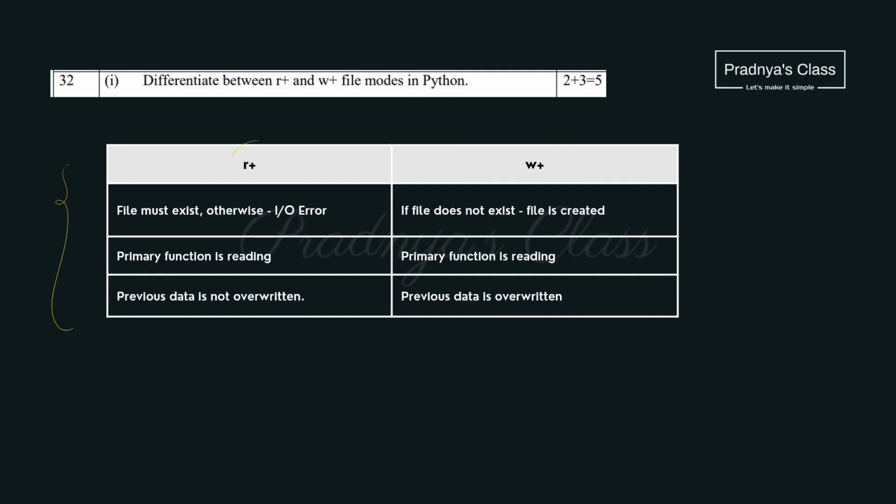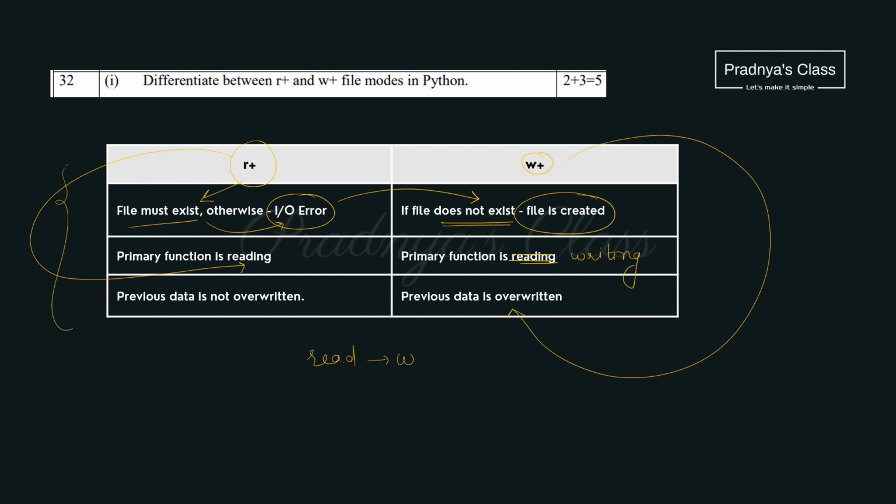In case of R plus mode, the primary function is reading. The file will open in the read mode but it provides write operation too. Whereas in case of W plus mode, the primary function is writing. Look at some other differences. If we open the file in the R plus mode, the file must exist, otherwise you will get an error. Whereas in case of W plus mode, if the file doesn't exist, it will get created. If an already existing file gets opened in the W plus mode, previous data will get overwritten. But this is not the case with the R plus mode.